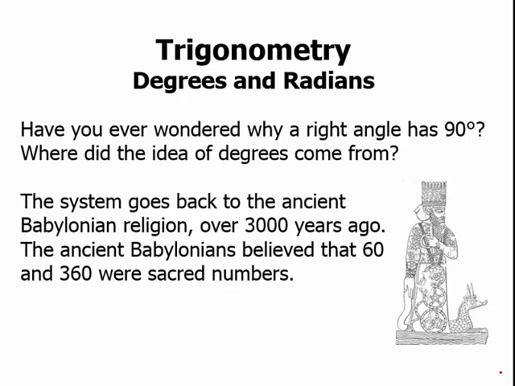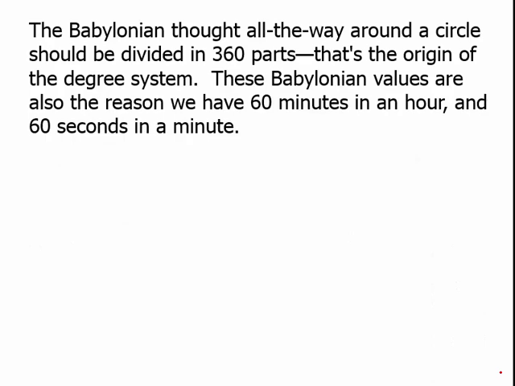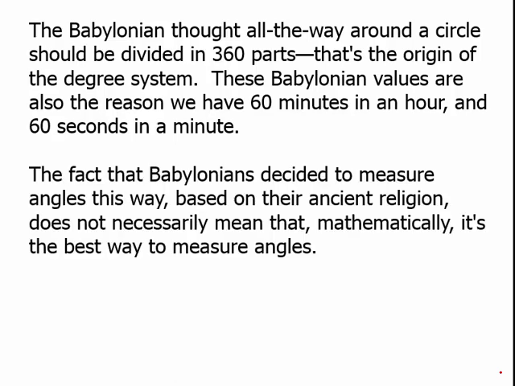It's a very old religion that died out a long time ago, but we still hang on to these two numbers. Turns out that the Babylonians thought that all the way around a circle should be divided into 360 parts, so that's the origin of the degree system. These Babylonian values are also the reason we have 60 minutes in an hour and 60 seconds in a minute. So even though this religion has been dead for millennia, their values are still influencing a lot about how we look at the world.